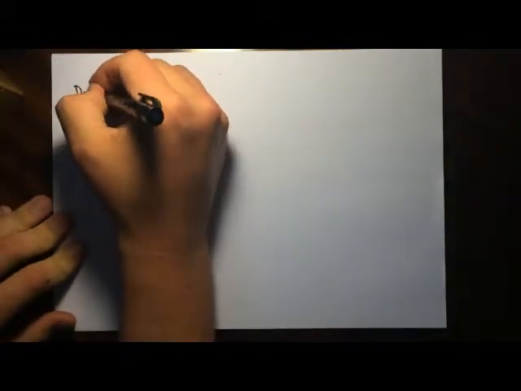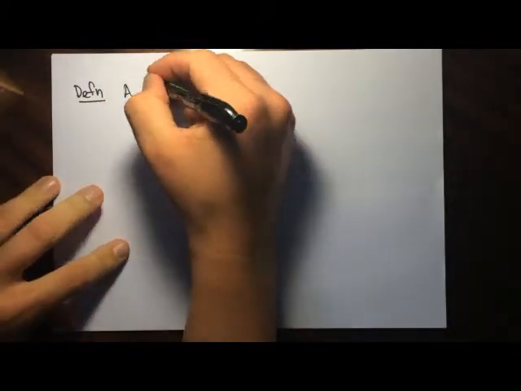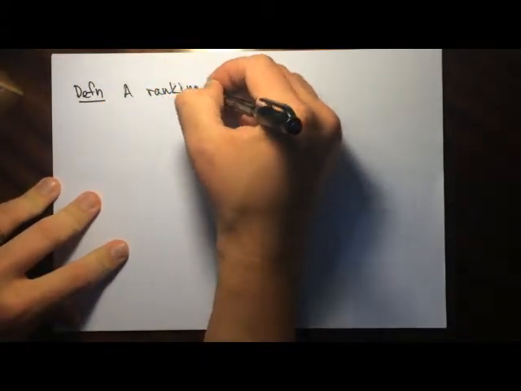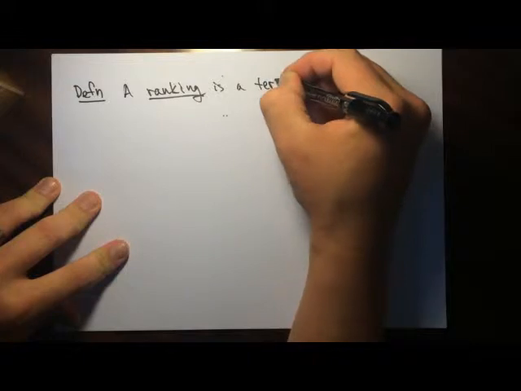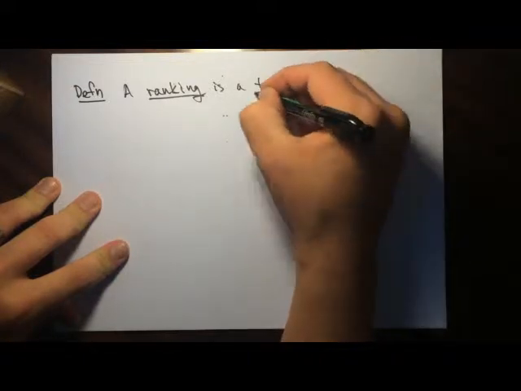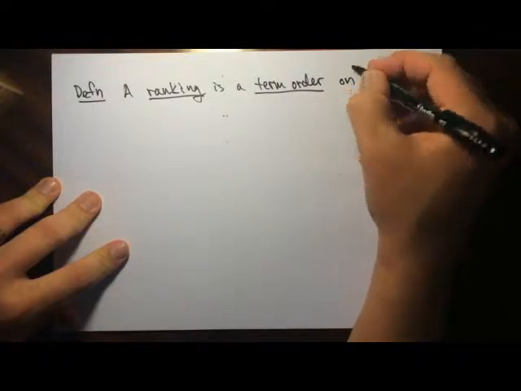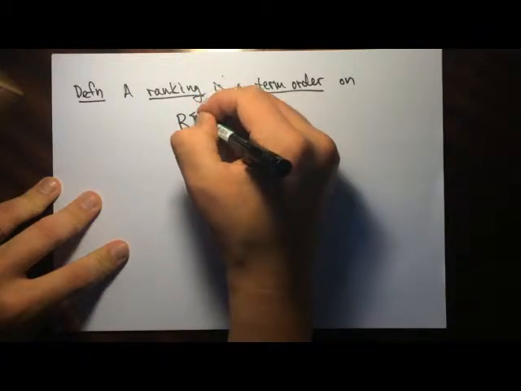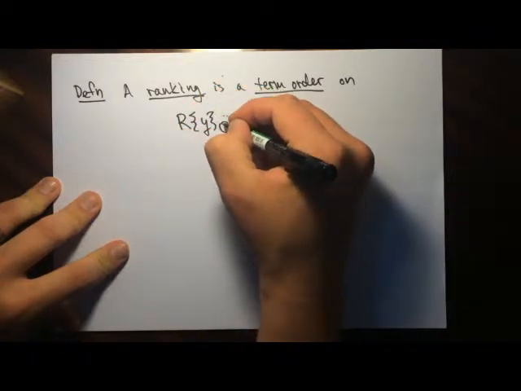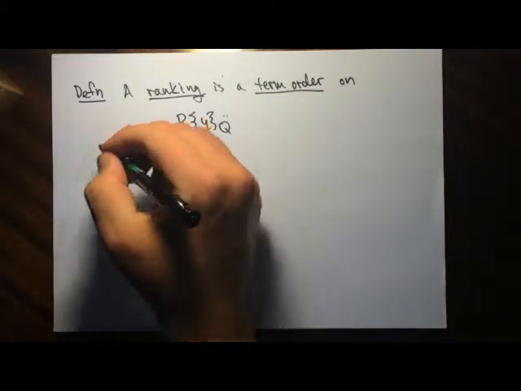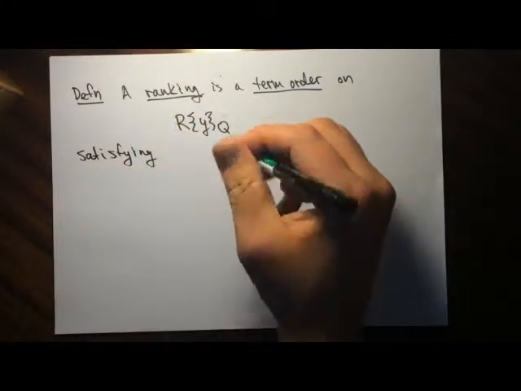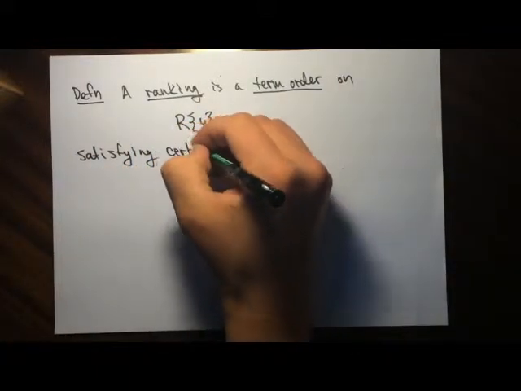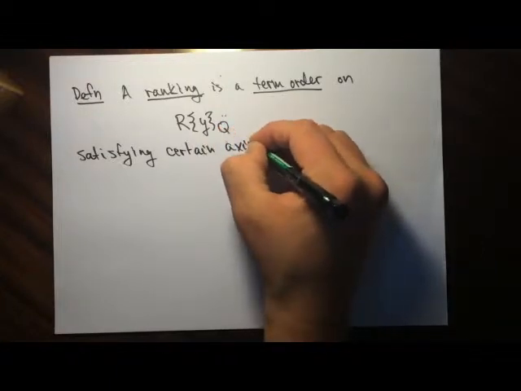Definition. A ranking is a term order, a special term order on this ring, satisfying certain properties, certain axioms. And let me say this, okay?